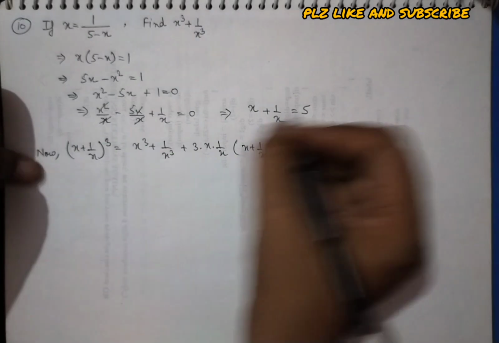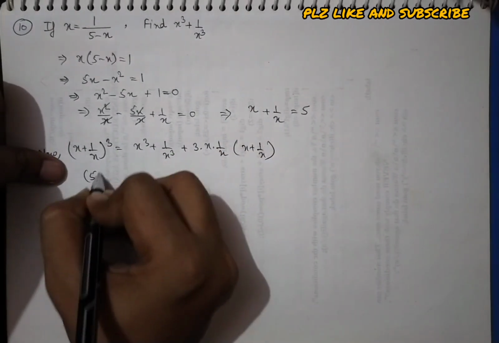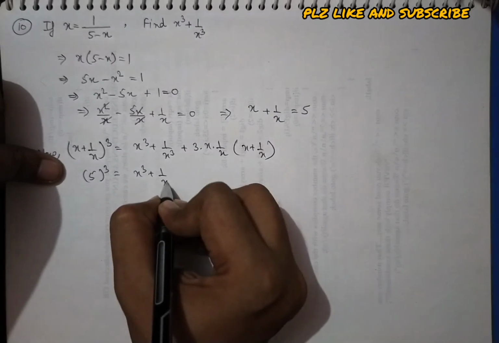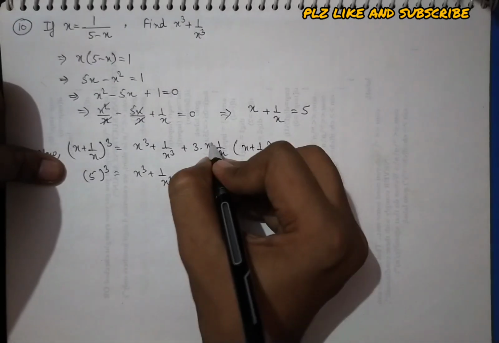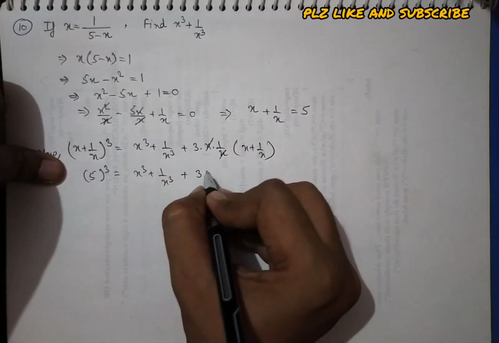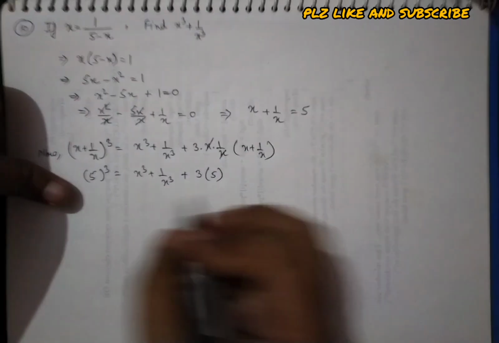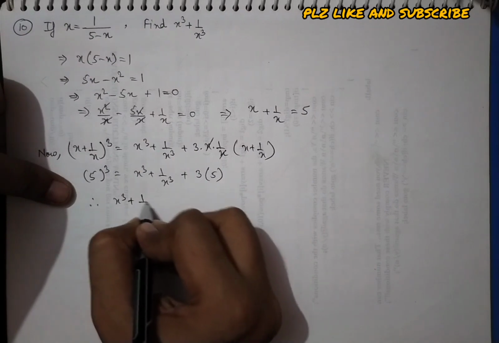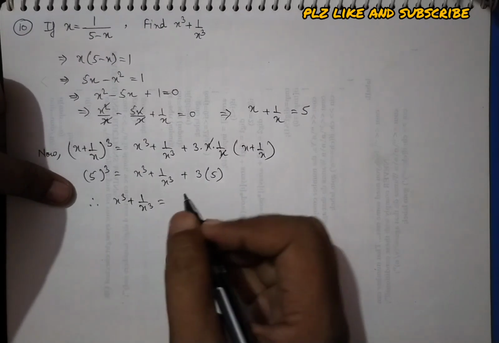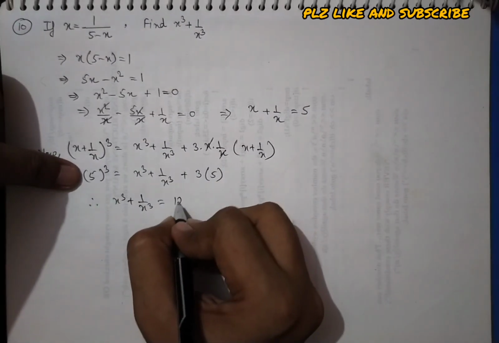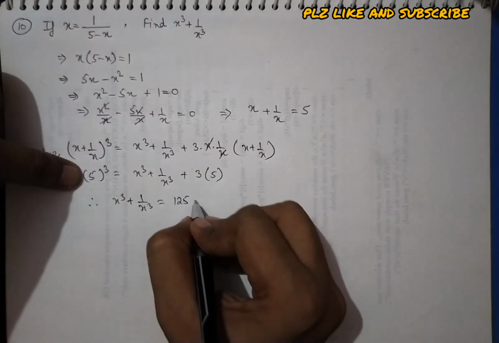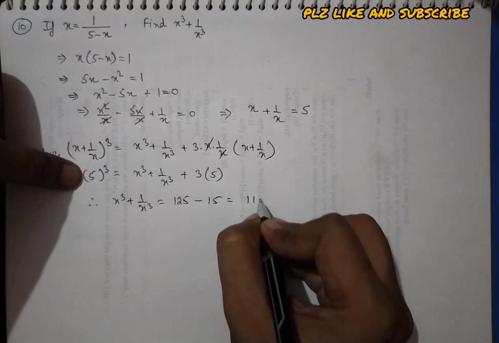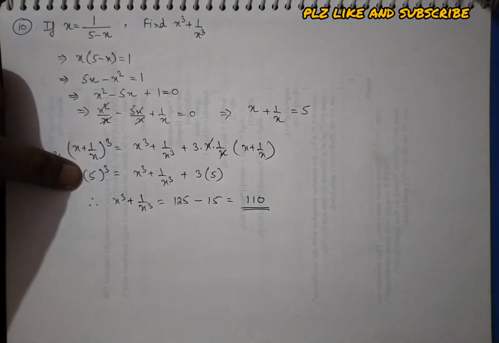Now place the values. This will become 5 cube equals x cube plus 1 upon x cube, plus this will be cancelled out, 3 into 5, and now make a transpose. This will become x cube plus 1 upon x cube equals 5 cube, that is 125, and on shifting this one it will become minus 15, and that is equal to 110 as the answer.